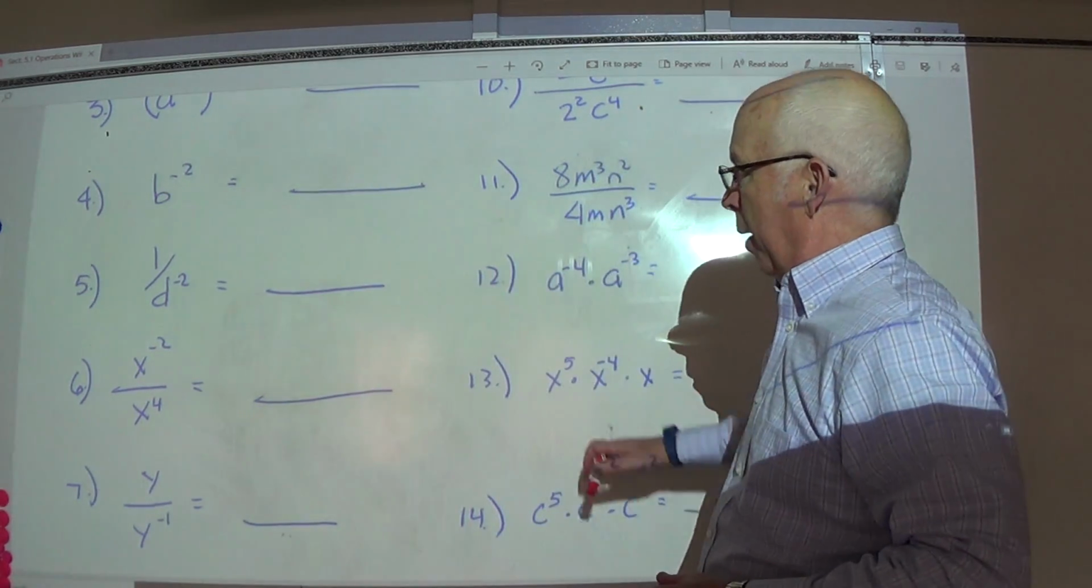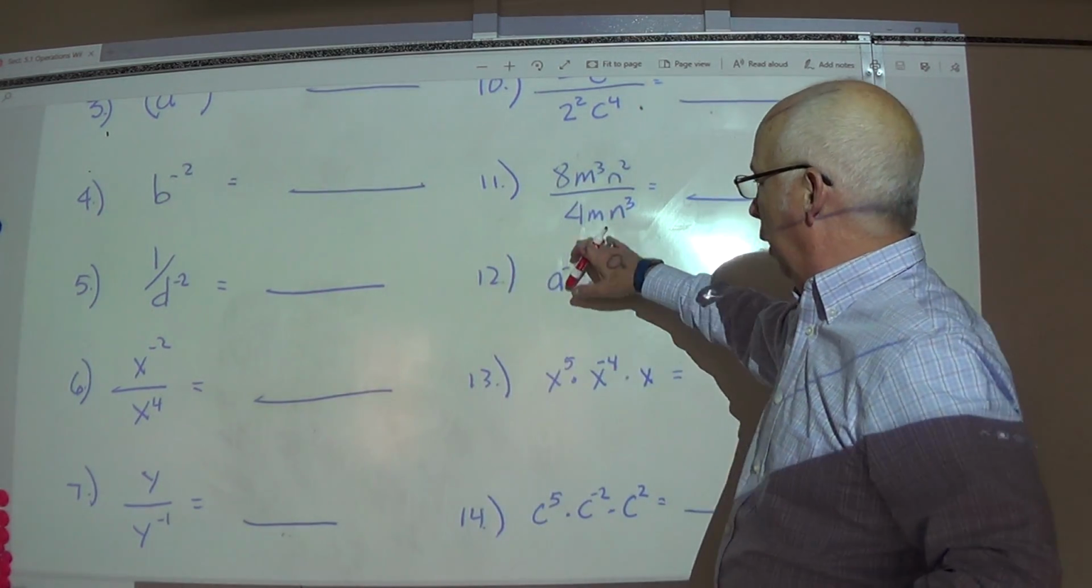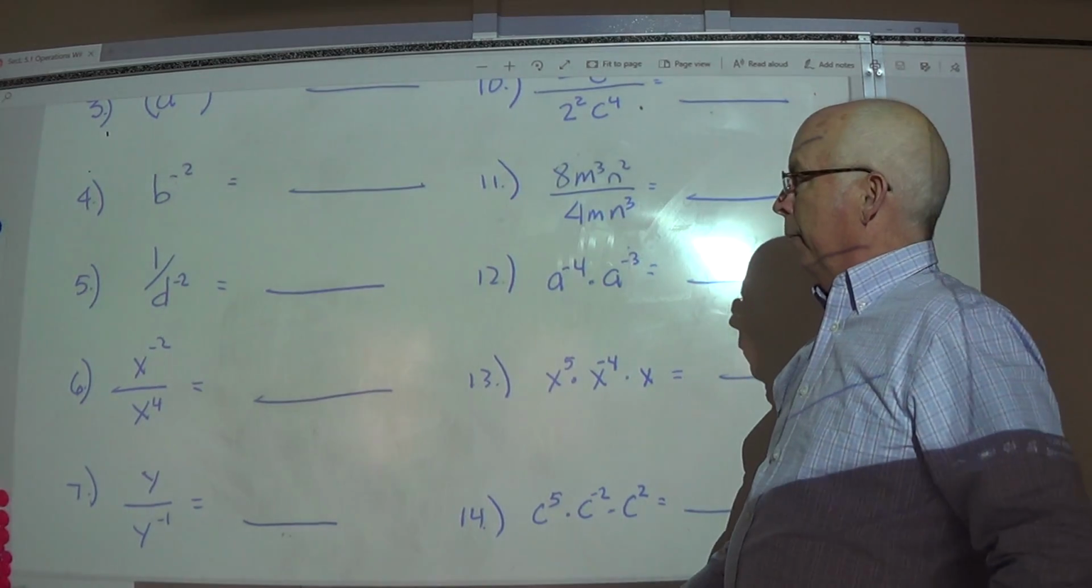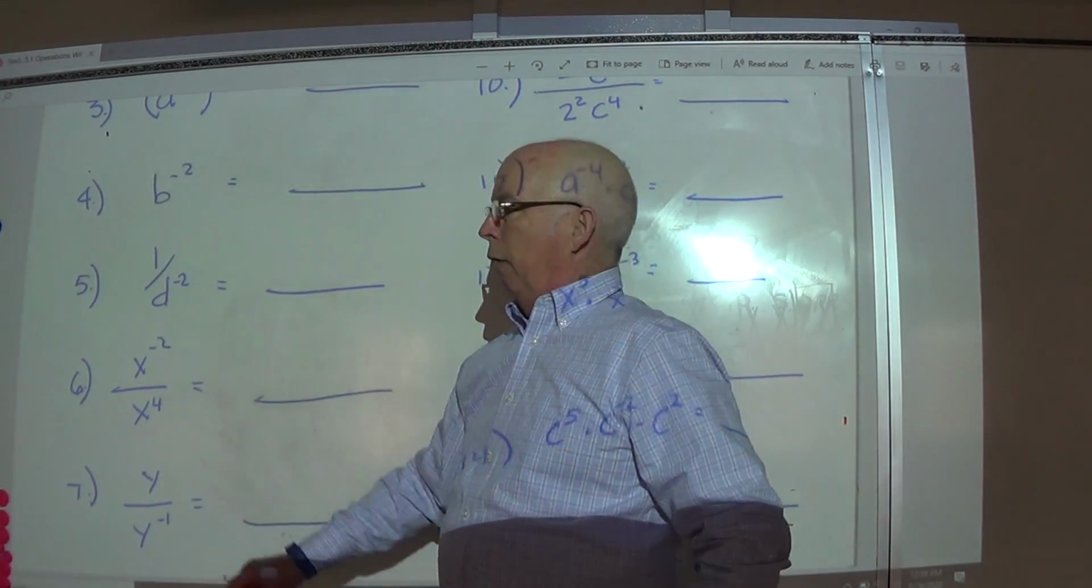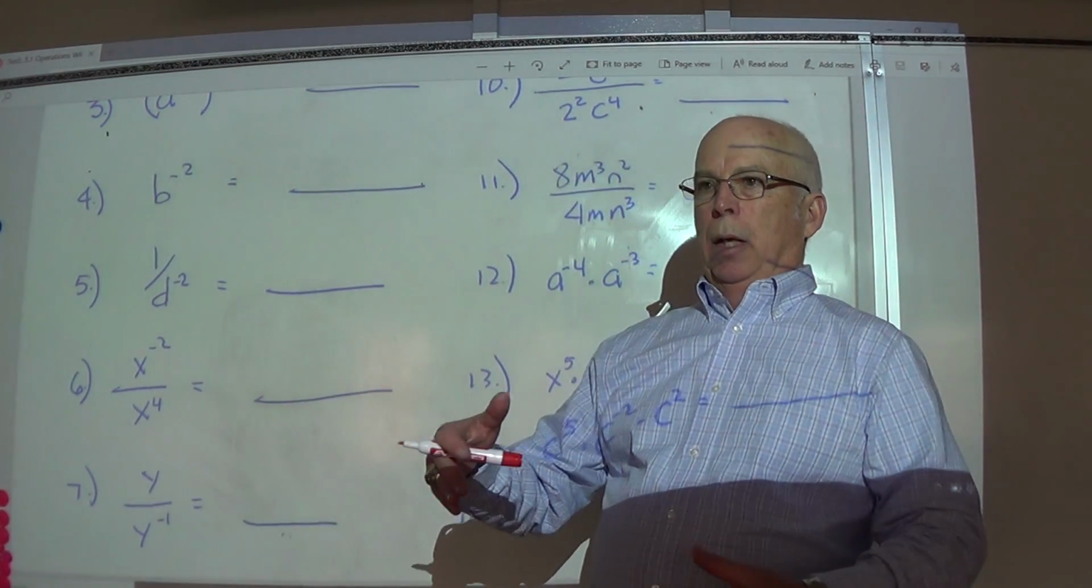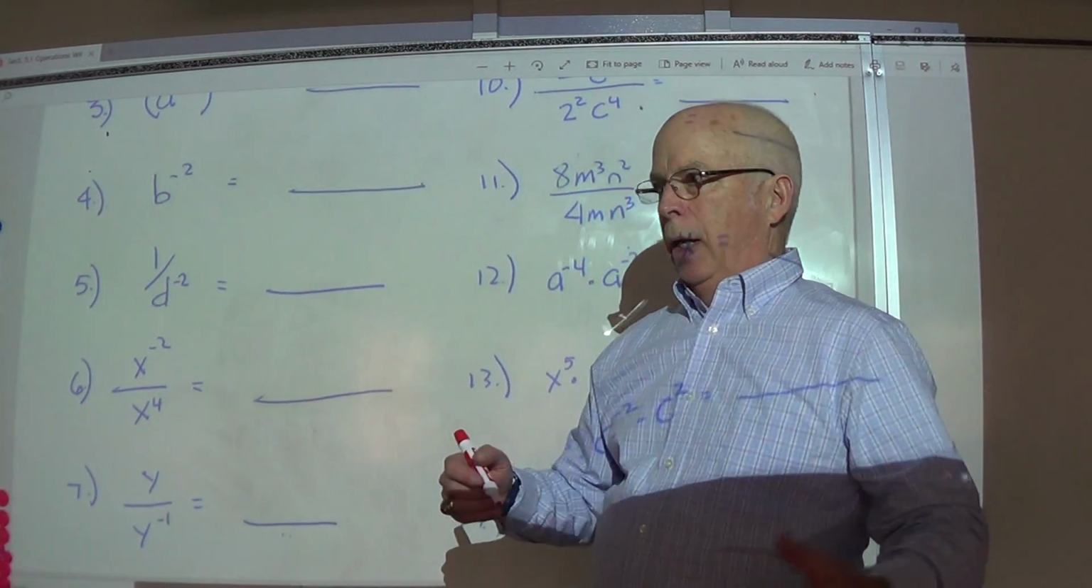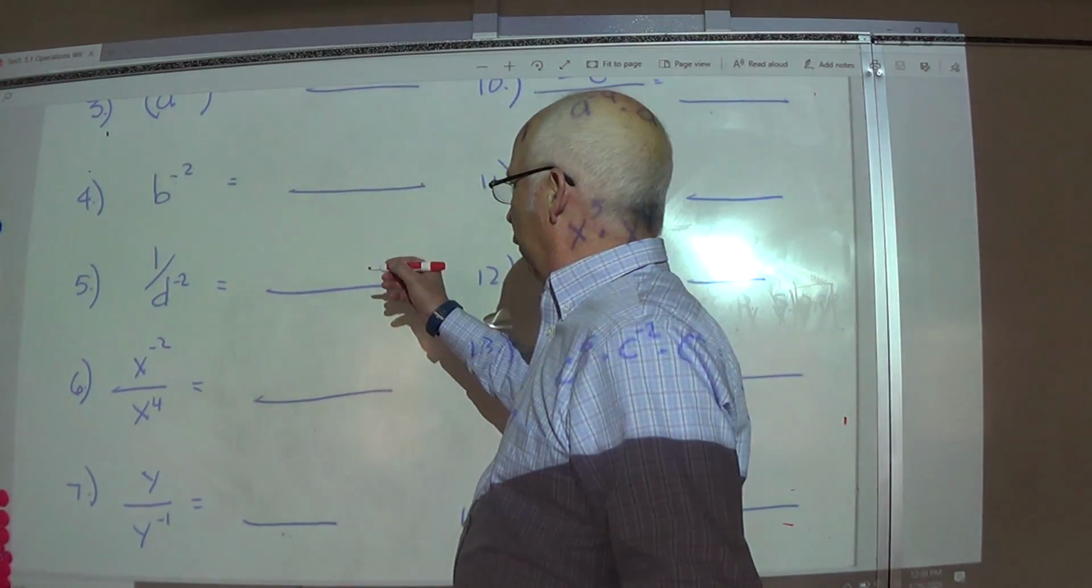All right, so let's see. We just got 6 on the bottom here. So we got 5, 6, 7, and then 12, 13, 14. All right, so we got 1 over d to the negative 2. All right, so we take the reciprocal of that and change the sign of the exponent.